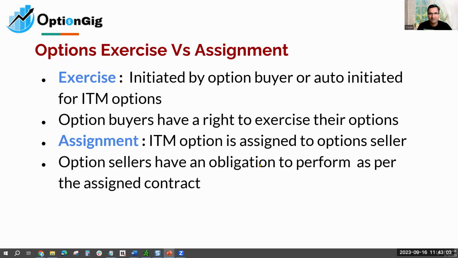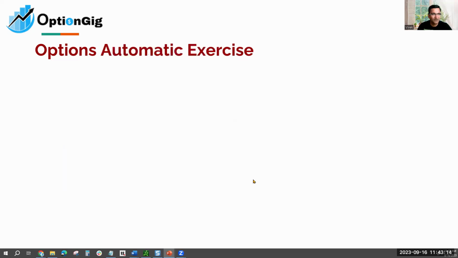Option sellers have an obligation to perform as per the assigned contract. If you get assigned the option, you have to do as per what your contract was. So if you have sold a call option, you have to give the shares. If you have sold a put option, you have to buy the shares.